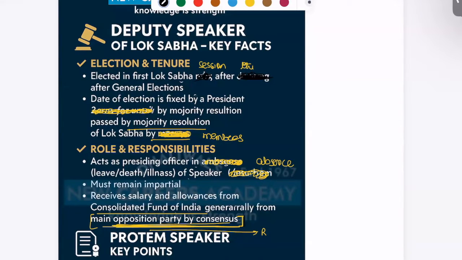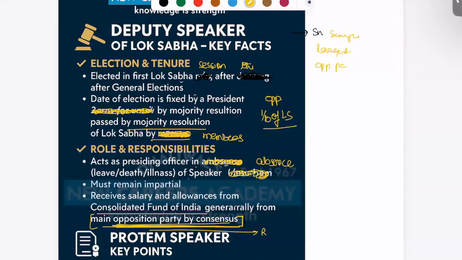For this, what happens again? Voting happens. The name is generally chosen from the single largest opposition party. Whose is it? Single largest opposition party. Even now it has not been chosen, and last time it also did not happen. To be the opposition party, what do you need? Strength of 1/10 of Lok Sabha. If two parties have 1/10, one has 60 and the other 57, then the 60 one's leader becomes the opposition leader and the deputy speaker. Clear?